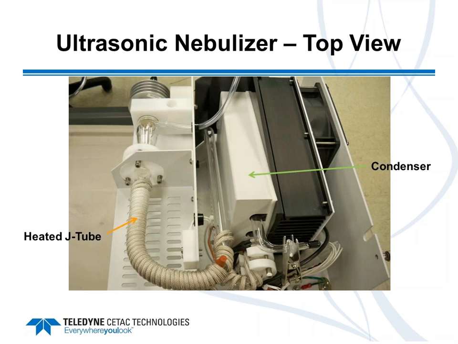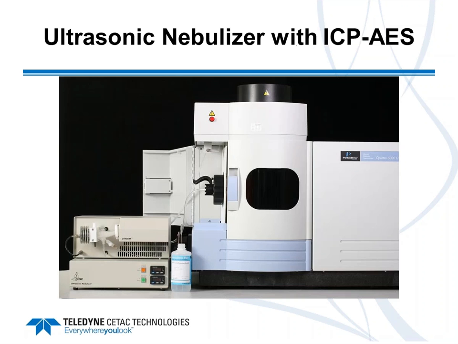An inside view of the USN then shows that heated J-tube, which in the schematic was in red. That's wrapped with a heating cord to keep the sample in a vaporized form. And then the condenser. The condenser is an electrothermal, or Peltier-cooled, condenser. It does not use a recirculating liquid or coolant flow to cool the condenser. So with the use of that electrothermal condenser, the size of the unit is quite compact. And you see there the placement of the ultrasonic nebulizer on the bench next to the ICP emission system we're using to give you some idea of the scale of the USN, meaning that it can be easily placed on a benchtop or on a laboratory cart.